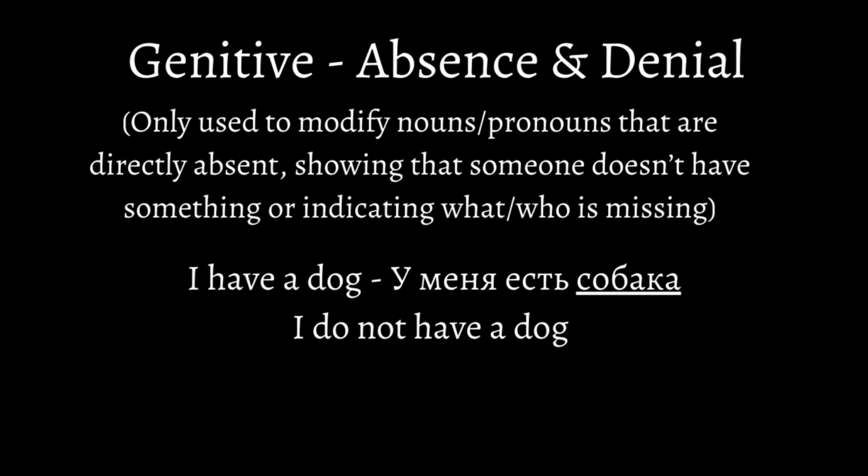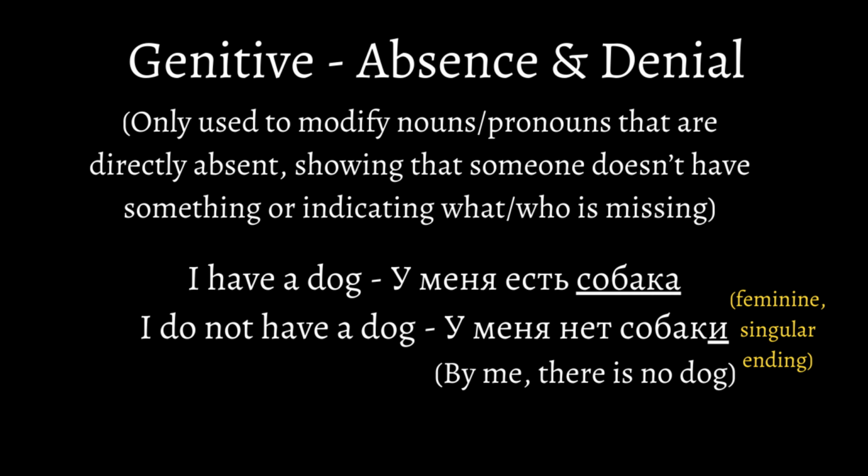However, if I say I do not have a dog, then the sentence expresses absence and denies that I have a dog, which uses the singular form of a feminine noun in the genitive. У меня нет собаки. In this case, we're using the possessive construction by me, which shows that there is no dog. The noun собака is in the genitive and shows that the dog is the absent object.